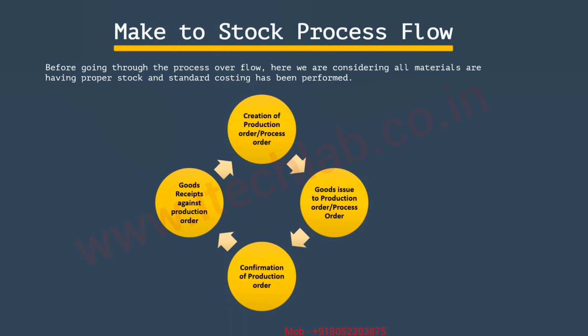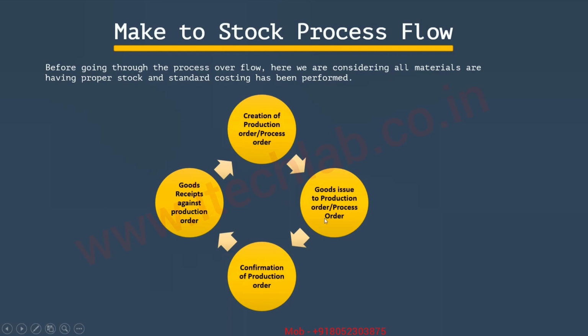Any quantities, any material, like say you are going to make a red velvet cake. There is no specific order. You are just making it by yourself and keeping it in your warehouse according to the size and shape, and whichever order comes, you just deliver it. So first we'll create a production order or process order. Then we are going to goods issue to the production order.